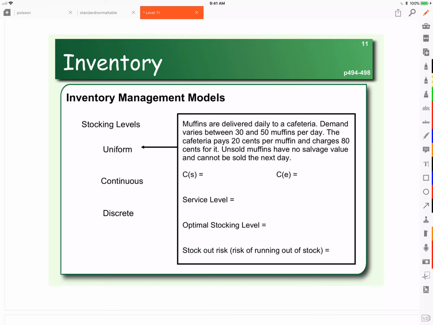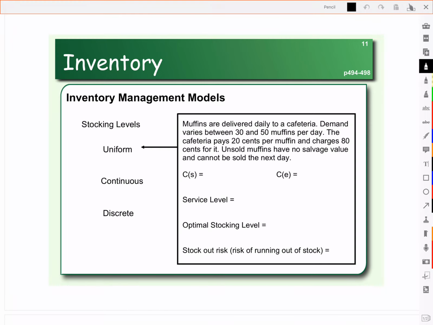So the cost of a shortage is the revenue you would have made minus the cost to buy that inventory piece. We could have sold the muffin for 80 cents, but since we didn't have the muffin, we lost not 80 cents, but that extra money we would have made off of that muffin, so we have to subtract the 20 cents it costs to get it from our supplier. So in this case, the cost of a shortage is 60 cents.